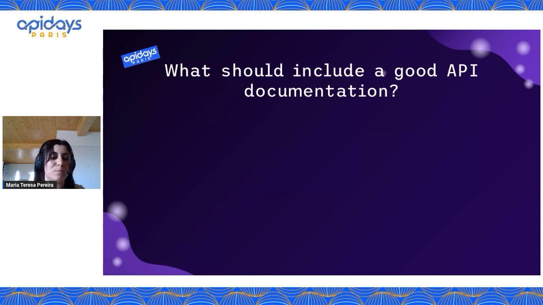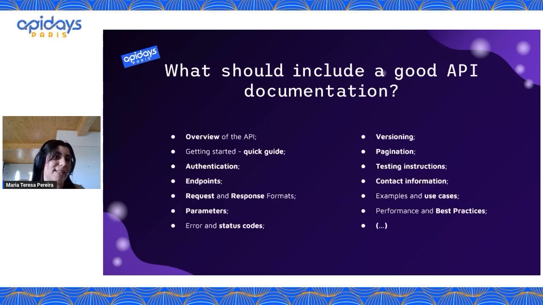According to my experience, I enumerated some key points that I think a good API documentation should include, namely: an overview of the API, a quick guide or getting started guide, authentication information, information about endpoints, request and response formats, parameters, information on the status codes that you might expect when using the API, information on the version of the API, testing instructions, contact information, of course, in case the consumers using the API have any doubts related to it, use cases, and, if you want to, some performance and best practices.